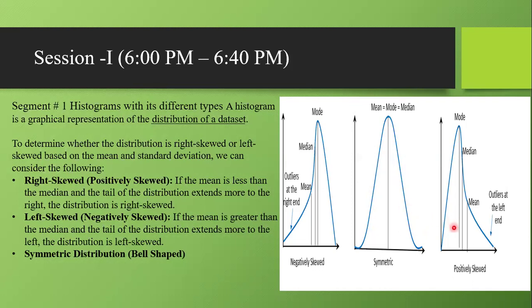But in case your distribution is negatively skewed, positively skewed, or for our dependent variable, you need to reconsider your data set. You need to increase your sample size, or you need to see whether there are some missing values, whether there are some outliers, or whether there are some other issues with your data that need to be corrected before a further analysis is performed.